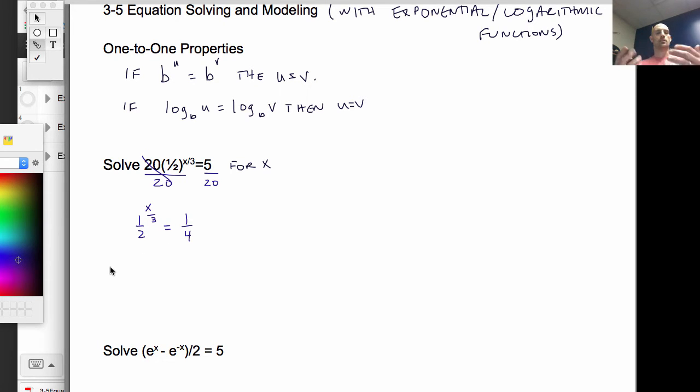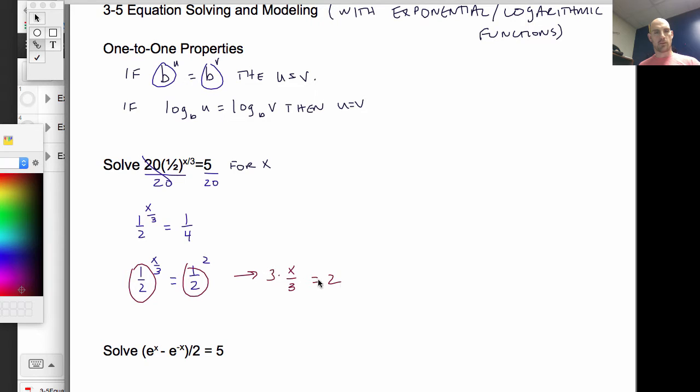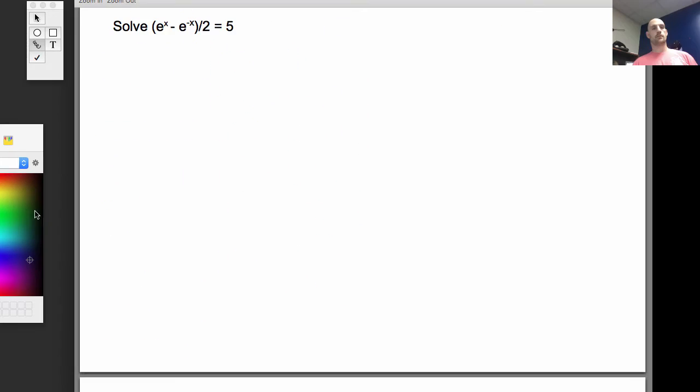Well, so what can I do? I'm looking for opportunities to use one of these properties, and if I've got this one which has a similar base, here I've got a half, and I can write this as a base of a half. So I can say 1/2 to the x over 3 is equal to 1/2 squared, because 1/2 times 1/2 is 1/4. I'm rewriting them with the same base. And so what I can do then is say these are the same, therefore the exponents must be the same. And so if I multiply by 3, then x equals 6. Okay, so if the bases are the same, then the exponents must be equal if they're equal. All right? So let's look at another example.